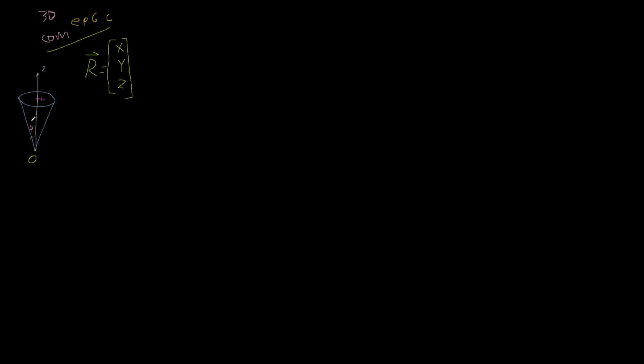And because this is a 3D cone, there's some symmetry we can take advantage of. X equals Y equals 0. The center of mass for X and Y are the same. They are at 0. So we only really need to consider Z. And so what we want to do is find Z.